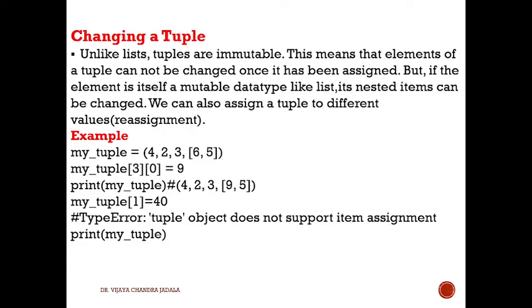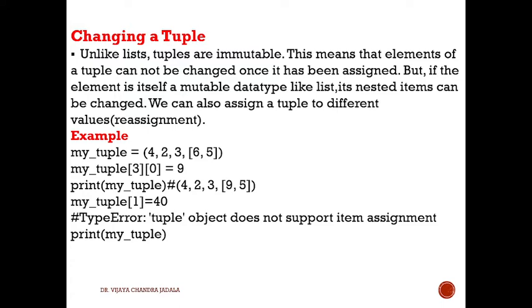Changing a tuple. Unlike lists, tuples are immutable. This means that elements of a tuple cannot be changed once they have been assigned. So once we assign the tuple, the values will not be changed since it is immutable. It has the property of immutability. But if the element is itself a mutable data type like a list, its nested items can be changed.